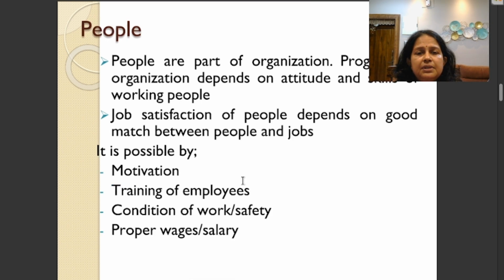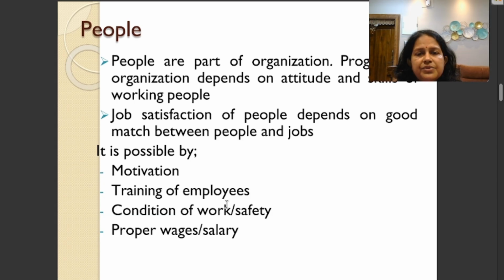People. People are the manpower we are dealing with. People are part of the organization. Progress of the organization depends on the attitude and skill of the workers we have. So we need to satisfy the customer, and satisfy the workers who are working in the organization. Job satisfaction is very, very important for the employees who are working for the organization. And how can we achieve that? We can achieve it by motivating the people.